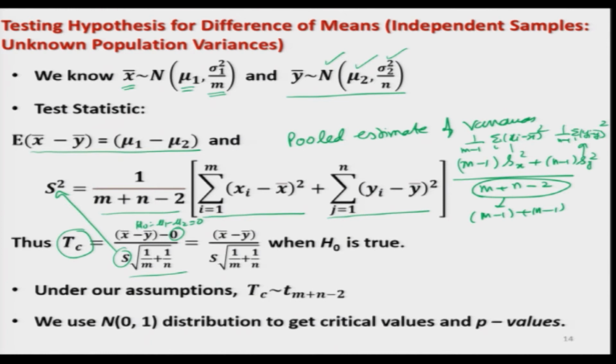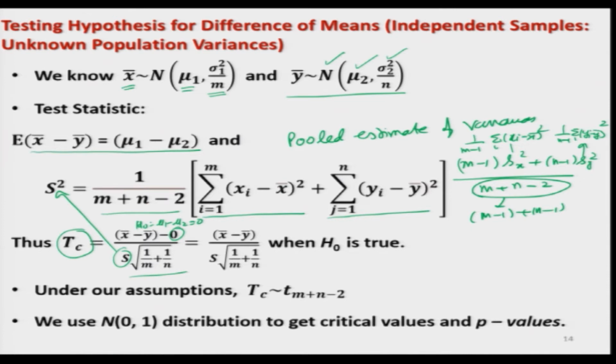Now, from the result that we did in the lecture on distribution of sample means, we know that the sample mean x bar follows a normal distribution with mean mu 1 and variance sigma 1 square upon m, and the sample mean of y1, y2, ..., yn, that is y bar, follows a normal distribution with mean mu 2 and variance sigma 2 square upon n. Based on that we can create the test statistic as follows. We know that the expected value of x bar minus y bar is mu 1 minus mu 2, which I already have shown you.